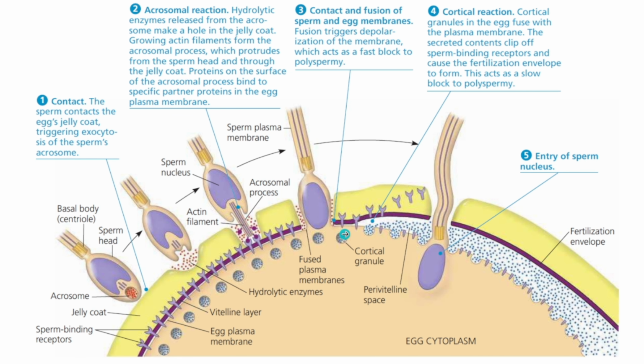So you can imagine the cortical reaction separates the zona pellucida and the cytoplasm of the secondary oocyte, so that another sperm cannot penetrate into the secondary oocyte anymore. This is what we call the cortical reaction.